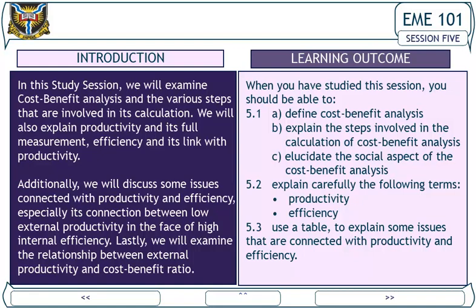Learning outcomes. When you have studied this session, you should be able to: 1. Define cost-benefit analysis. Explain the steps involved in the calculation of cost-benefit analysis. Elucidate the social aspect of the cost-benefit analysis. 2. Explain carefully the following terms: productivity, efficiency. 3. Use a table to explain some issues that are connected with productivity and efficiency.